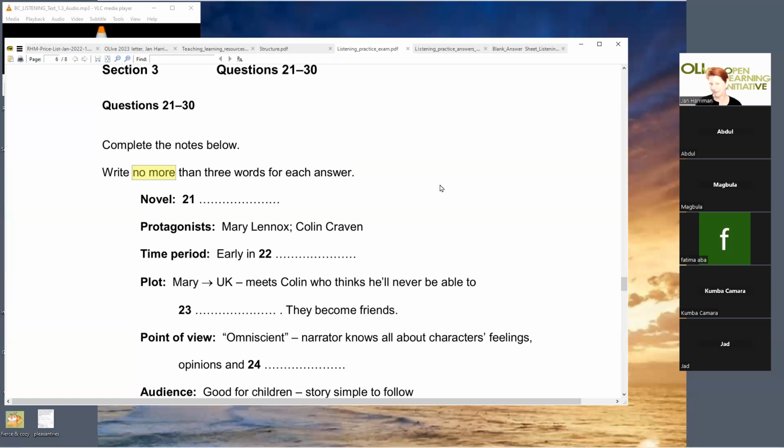No. No, it cannot be 4. It's 4, yeah. 4 is more than 3 words. So it can be less than 3 words, but it cannot be more than 3 words.